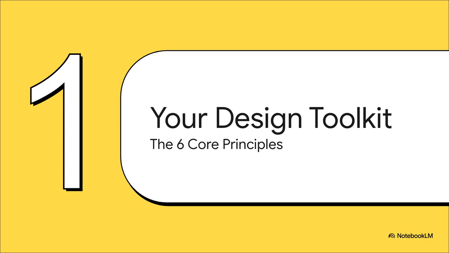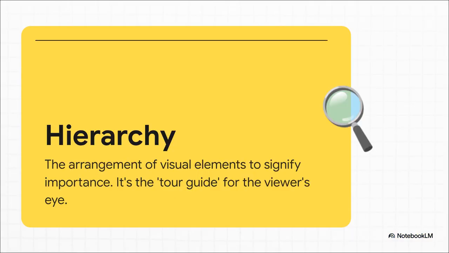Think of these 6 principles not as strict rules you have to follow, but as the essential ingredients in your design toolkit. A great chef knows exactly when to add a little salt or some acid. Well, a great designer knows exactly how to use these principles to make something that's both effective and beautiful. First up, hierarchy. This is hands down your design's personal tour guide. It tells the viewer's eye exactly where to look first, then second, then third. Without it, every single element on the page is just screaming for attention at the same time, and all you get is noise. Hierarchy is what carves a clear path for your message to get through.